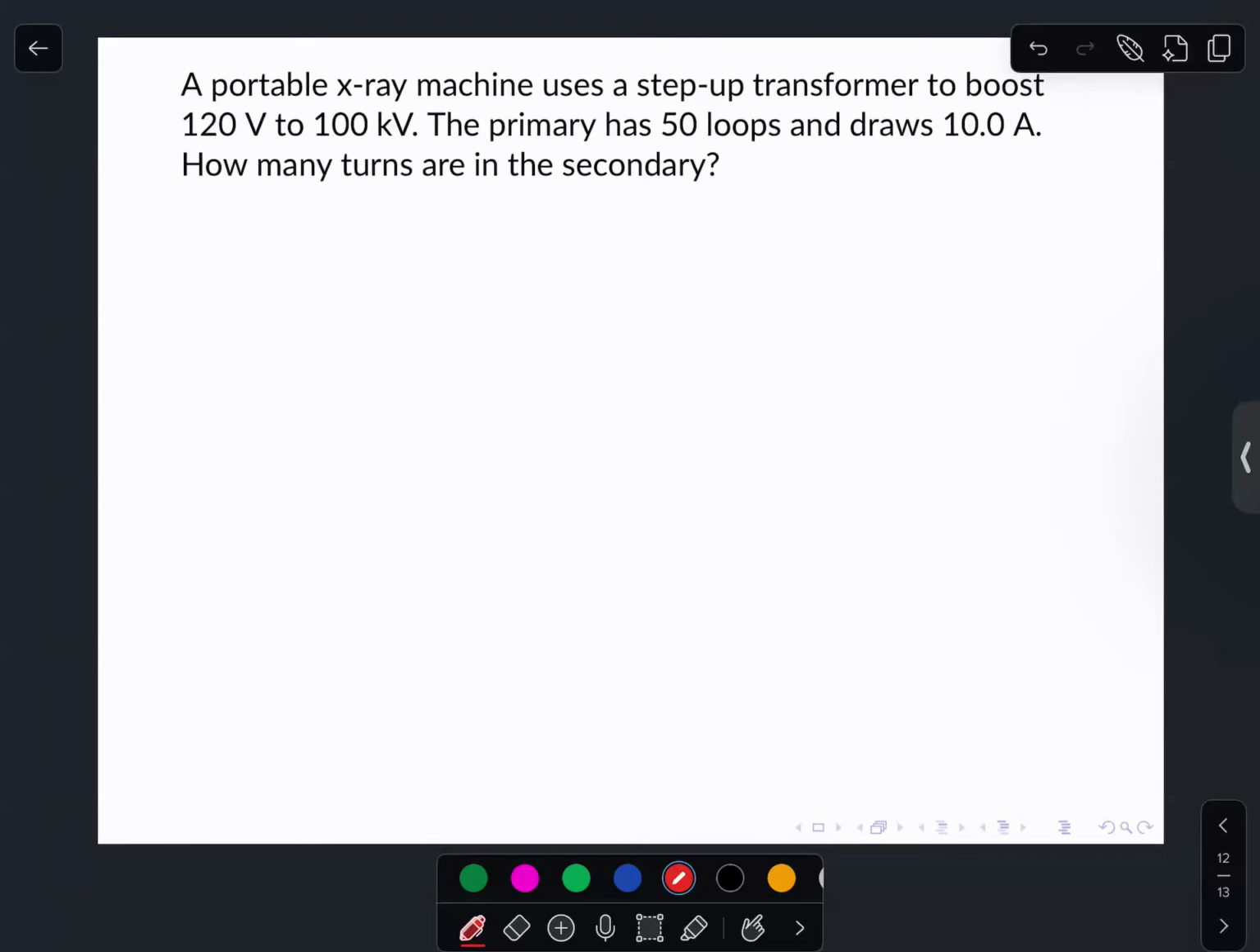Last terminology here. Primary, secondary. Which do you think is the first and which do you think is the second? Primary means first, secondary means two. Primary is the input side, secondary is the output side. Does that kind of click? So which is the input, 120 or 100? Yeah, the input is what you plug into the wall. Okay, calculate this. Ready, set, go.